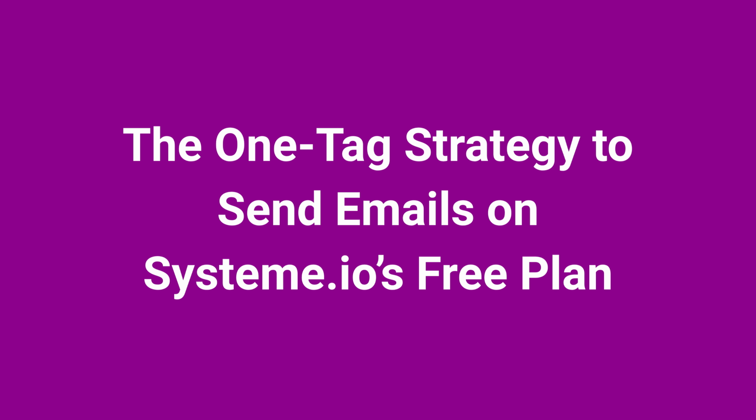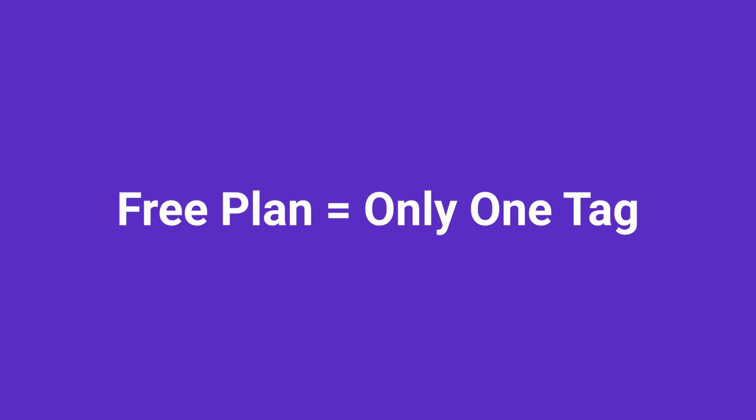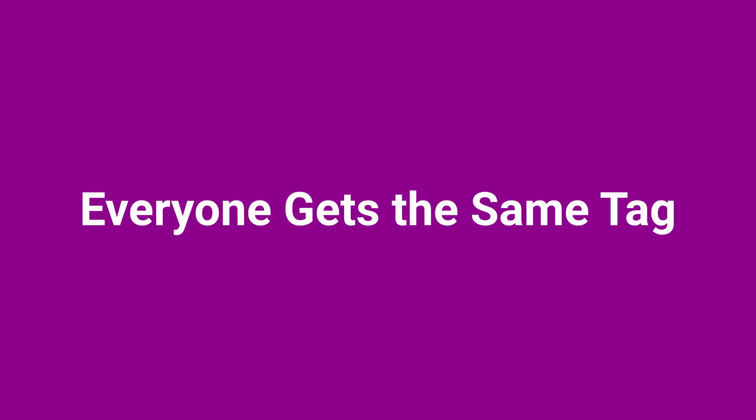So let's talk about how tagging works on the free plan of Systeme.io and why I keep it super simple. On the free plan, you only get one single tag, and if you want to send emails through Systeme.io, every contact in your account has to have that tag.